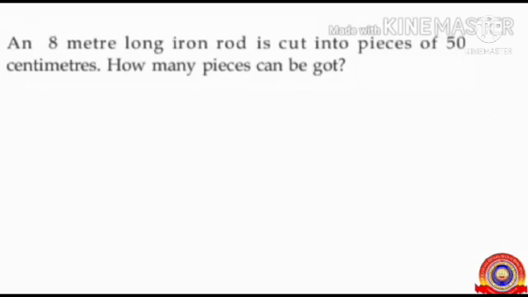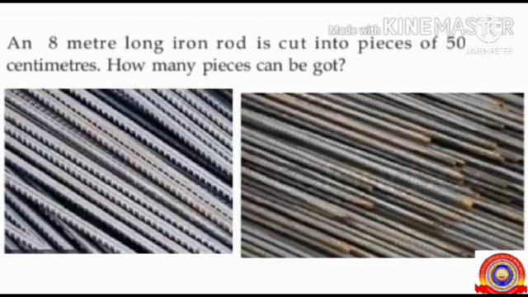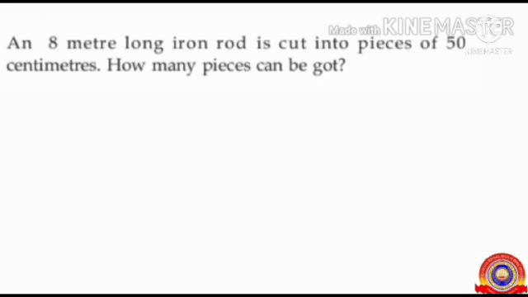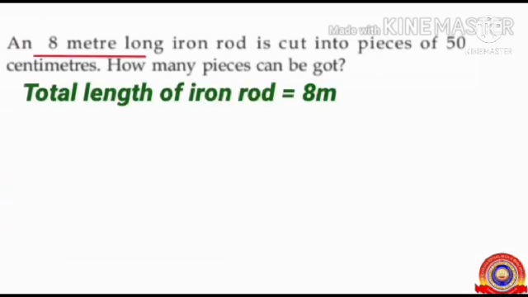See the next question. An 8 meter long iron rod is cut into pieces of 50 centimeters. How many pieces can be got? Children, do you know what is iron rod? An iron rod is a bar of iron that is mainly used in heavy construction projects. What is the total length of iron rod? Yes, 8 meters. So, total length of iron rod equals 8 meters.